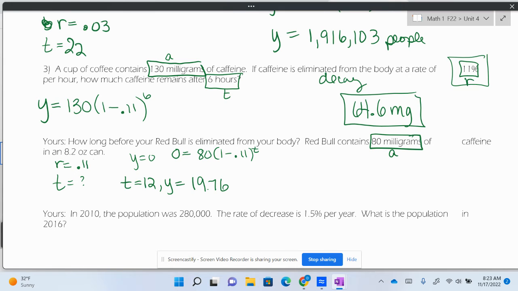So we have to do it again. So what number do you want to try now? You want to go for 20? See if it breaks it all the way down and then we can work backwards, or do you want to just keep going up by 2 or 3 at a time? It's your choice. 20? Okay. So when t equals 20, that's going to be in your calculator 80 times 1 minus 0.11 to the 20th.